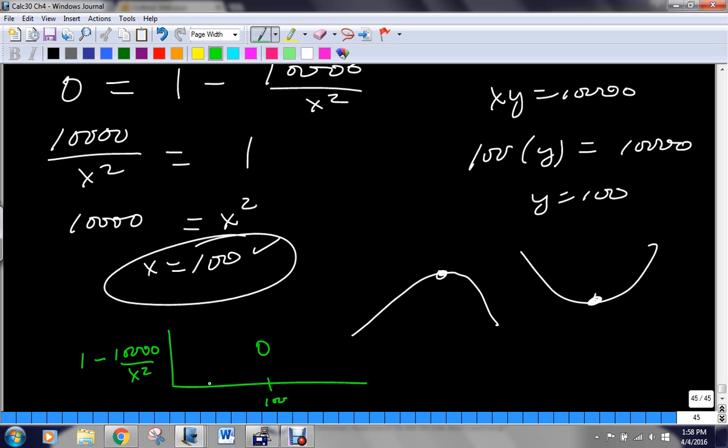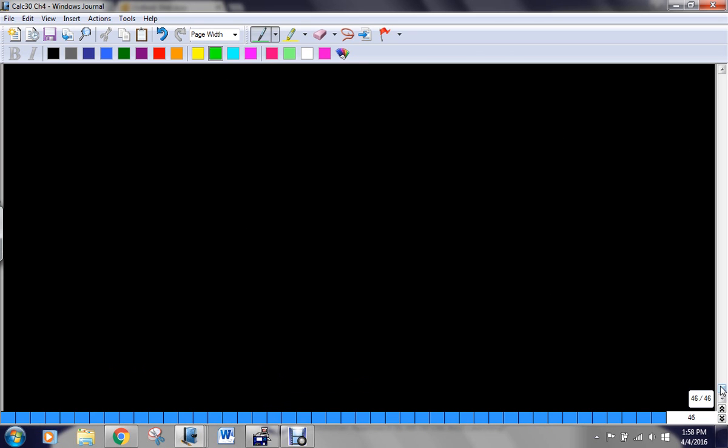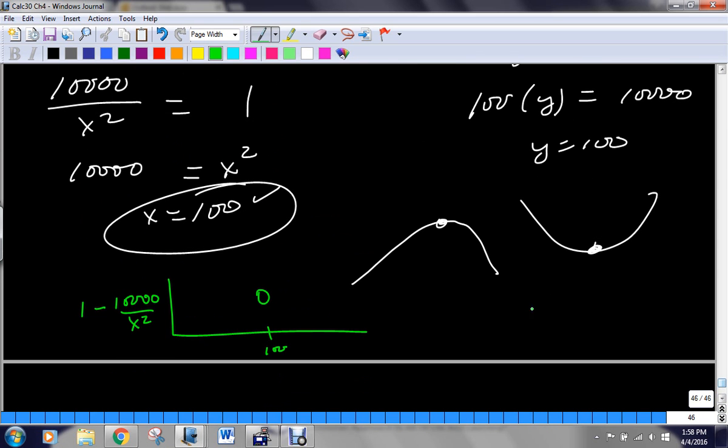You could use test points to find out if this is positive or negative ahead of that. And this is the crux of what we've been doing last section. So a test point, let's say this is 0. What happens if we put 0? Oh, that's a bad one, isn't it? 10,000 over 0, no good. So let's pick something else. What about 10? So what do you get when you have 1 minus 10,000 divided by 100?